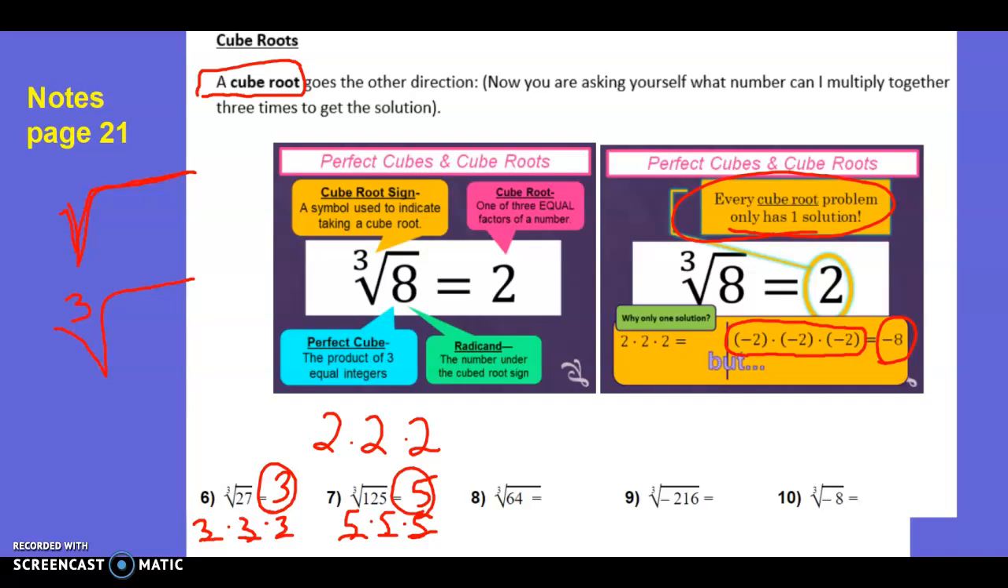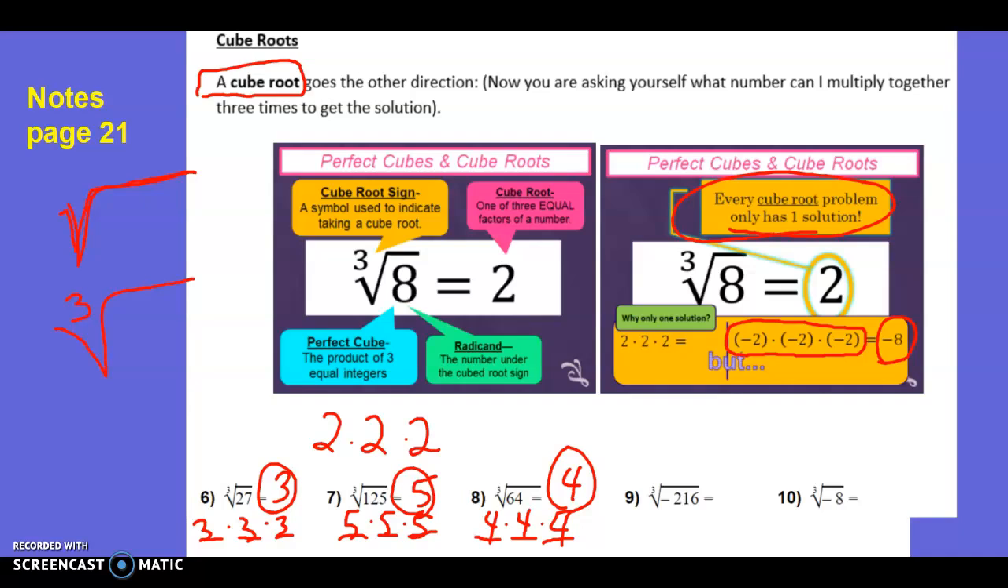How about the cube root of 64? Take a guess at that one. Which number times itself again would give us 64? If you said 4, then you are correct, because 4 times 4 is 16, and 16 times 4 is 64.